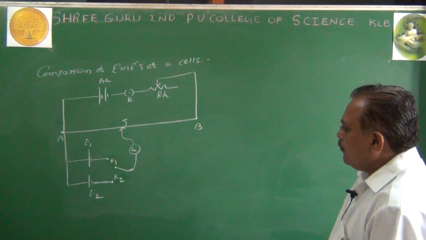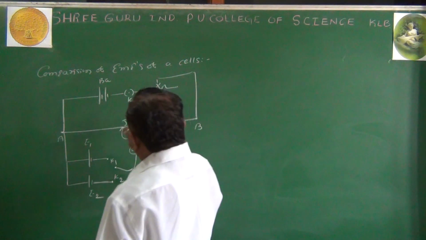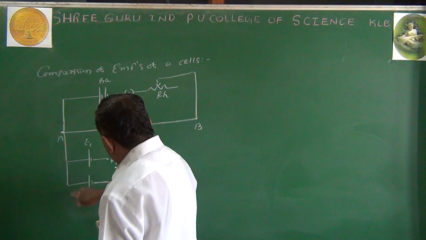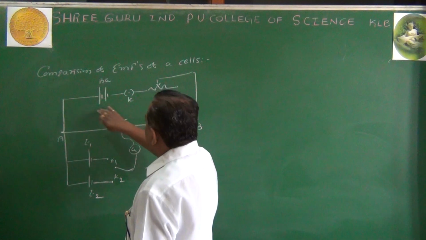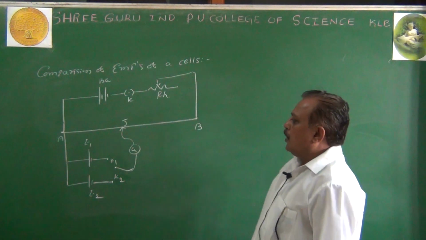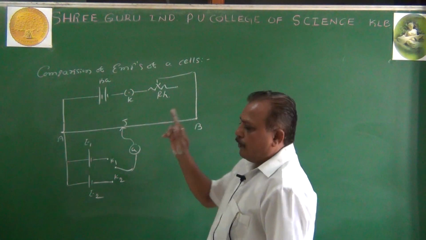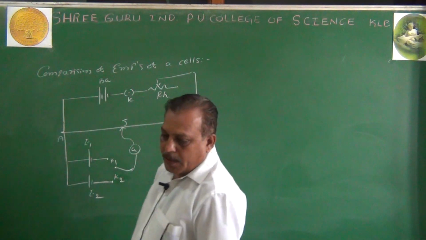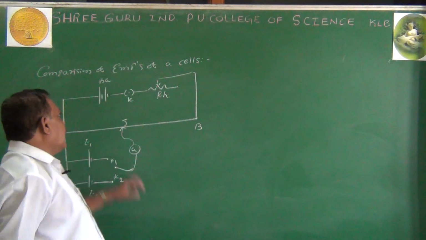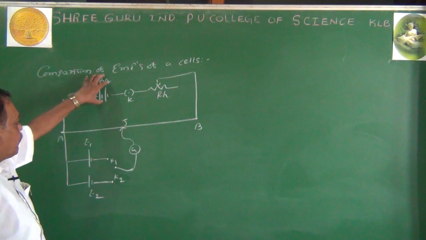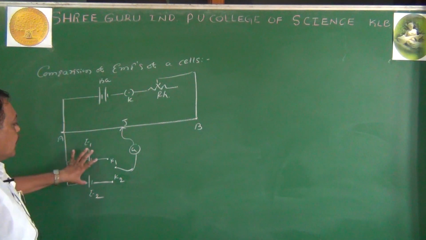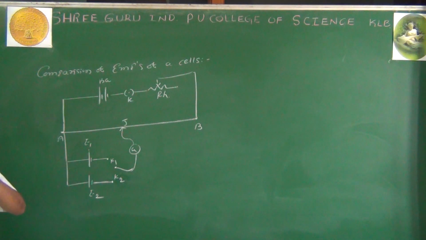Now this is nothing but the secondary circuit. Now this is called the primary circuit. To get the deflection on both sides, one thing should be noted in the circuit diagram: your primary EMF, the voltage applied in the primary, should be greater than the secondary voltage. Then only we get the null point, otherwise not.